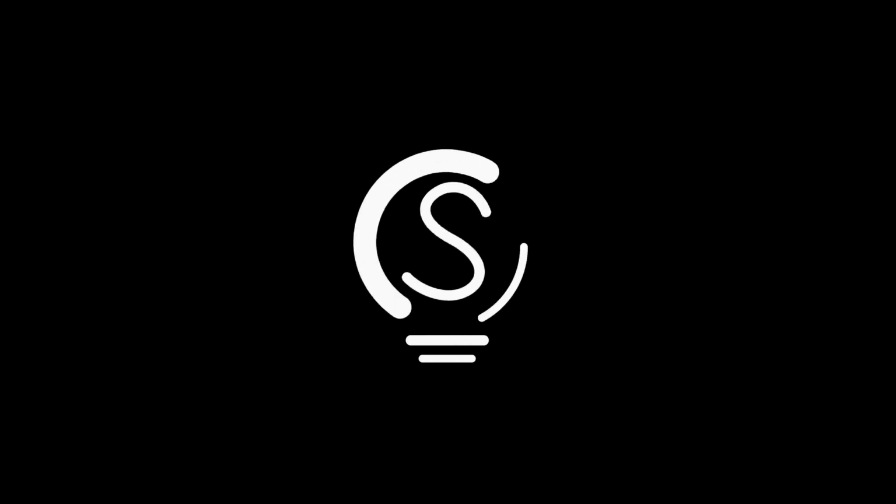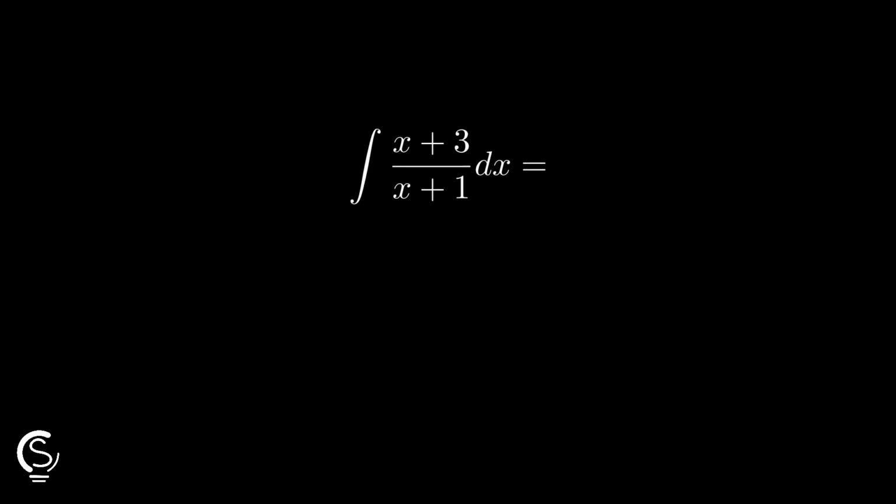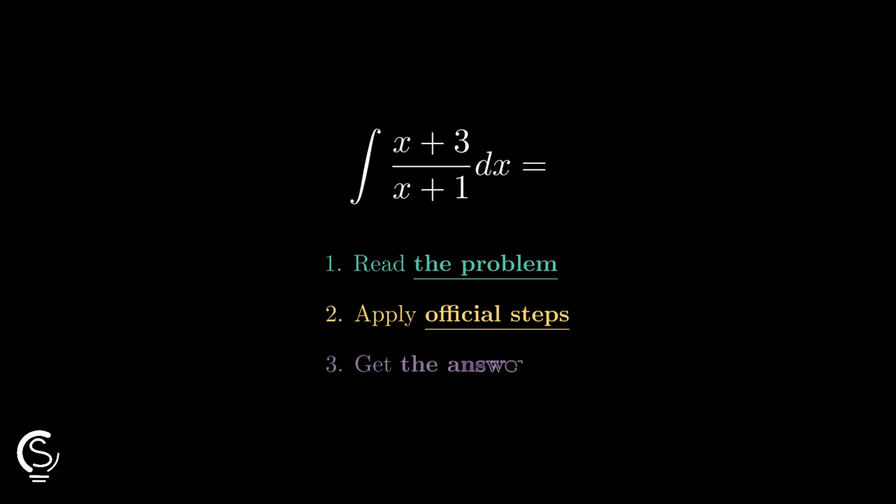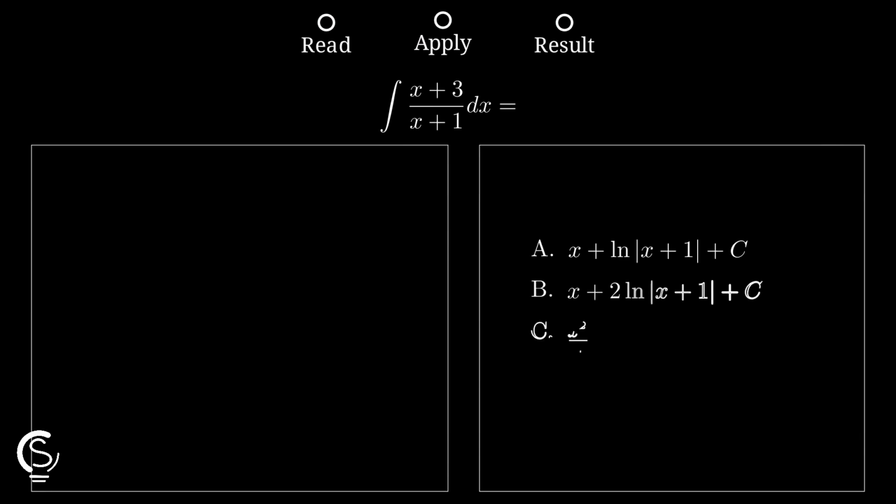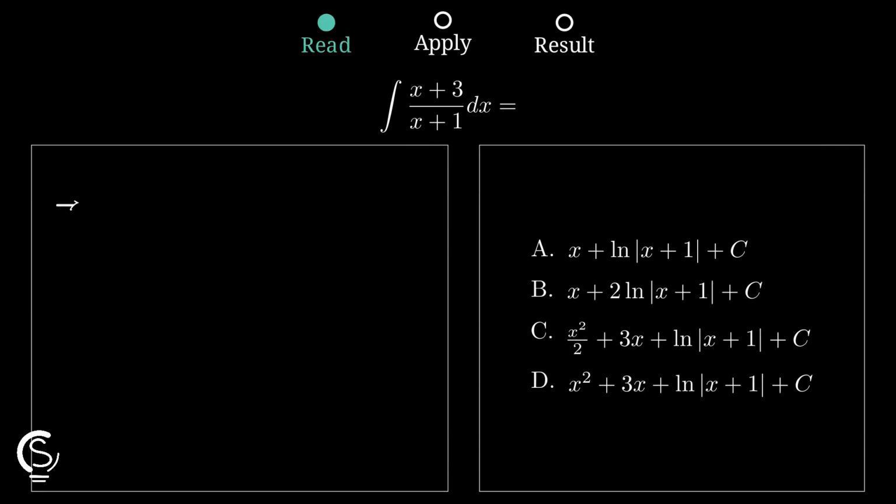Let's level up. Integration of this rational fraction looks tricky, but we can solve it fast. Let's break down the numerator to simplify the entire expression right now. First, rewrite the numerator x plus 3 as x plus 1 plus 2. This allows us to split the fraction into two separate parts that are much easier to handle individually.